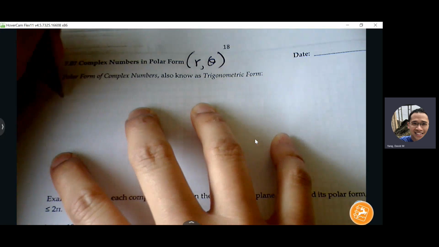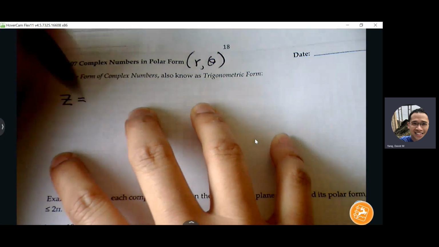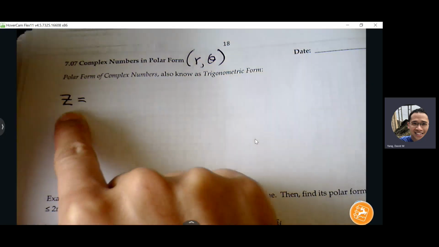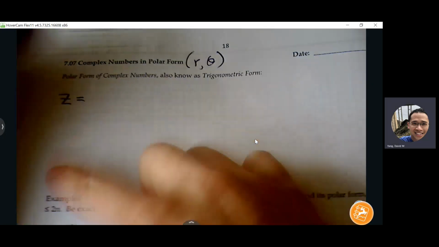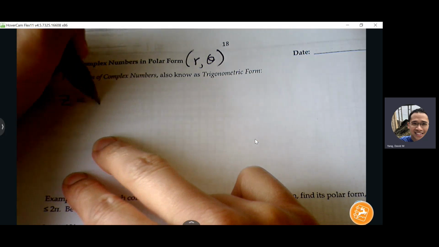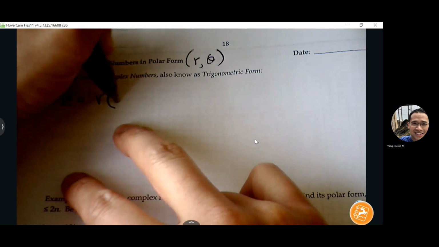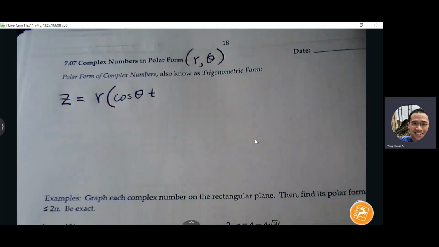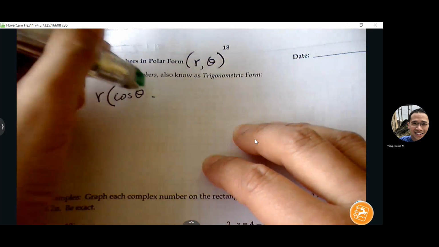So here's the polar form of complex numbers. Z equals, so Z represents that we're doing something in complex number form. And then you have to put the R and theta in this form. It looks like this: R parentheses cosine theta plus, sorry, plus i sine theta.